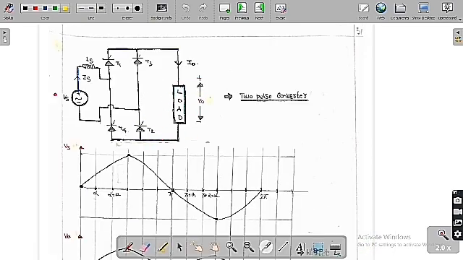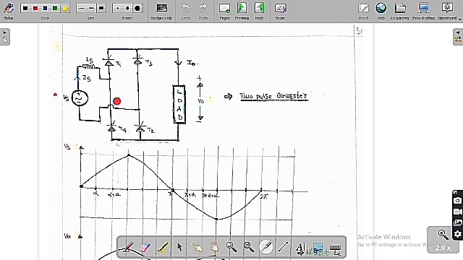Now we are going to learn the effect of source inductance on the 2 pulse converter. Previously we learned the effect of source inductance on the 1 pulse converter, but now we will see it for the 2 pulse converter. This is a 2 pulse converter, meaning there are 2 pulses in the output. This is the source voltage, and this is a single phase full bridge controlled rectifier.